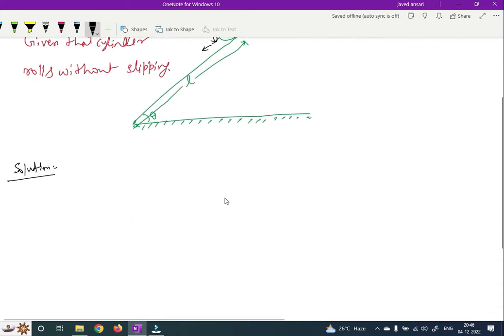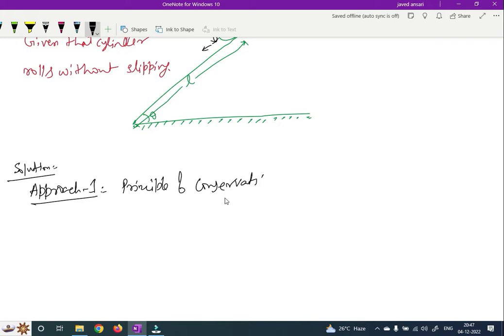Approach one: principle of conservation of energy. In this way, you don't have to draw any free body diagram and those things. You will just have to see what the energy is initially and what the energy is finally.